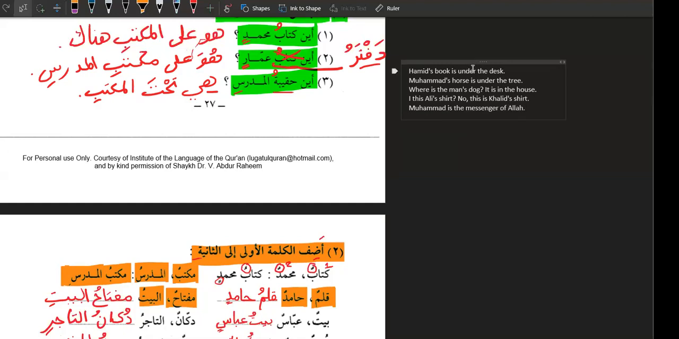Okay, so this sentence, Muhammad is the messenger of Allah. I always get asked this question: what is "is" in Arabic? There is no "is" in Arabic. So where is the man's dog? It would just be Aina kalbur rajuli. There's no "is". It's just when we translate it, then we add "is", because that's the English language. So Muhammad is the messenger of Allah. There's no "is" in Arabic.